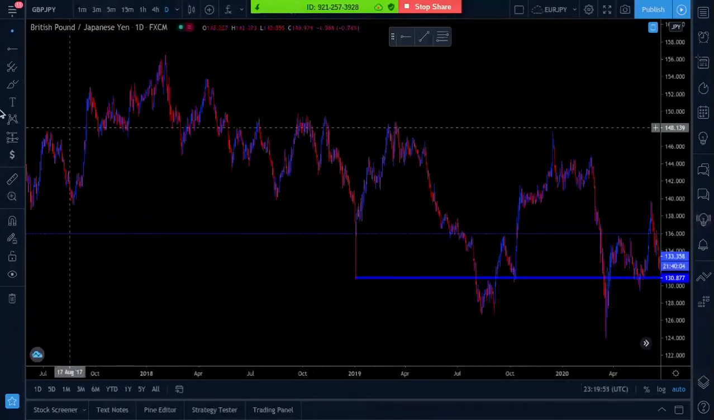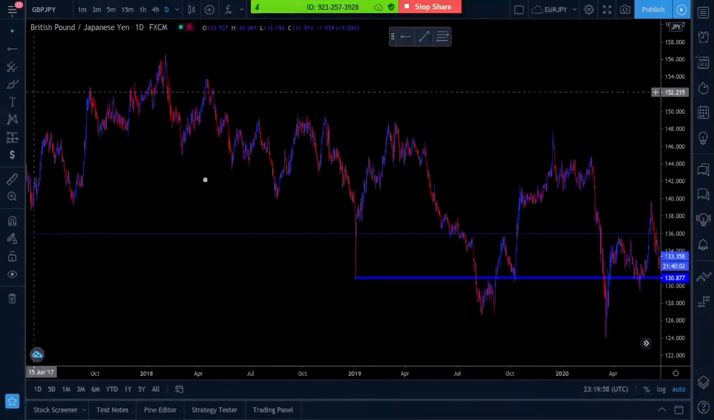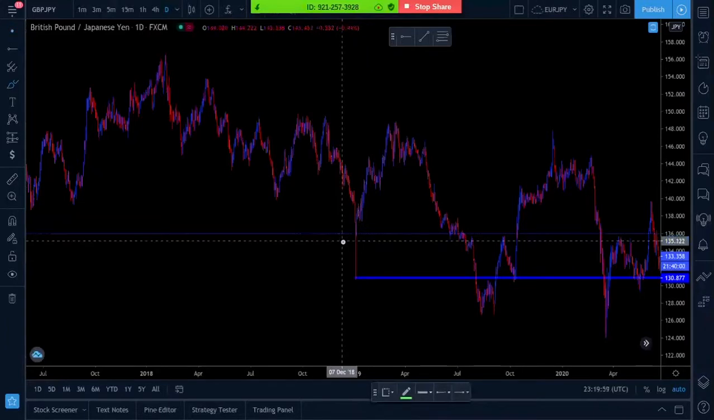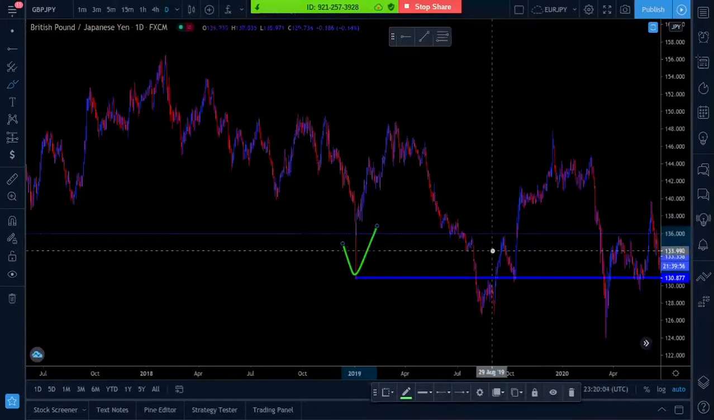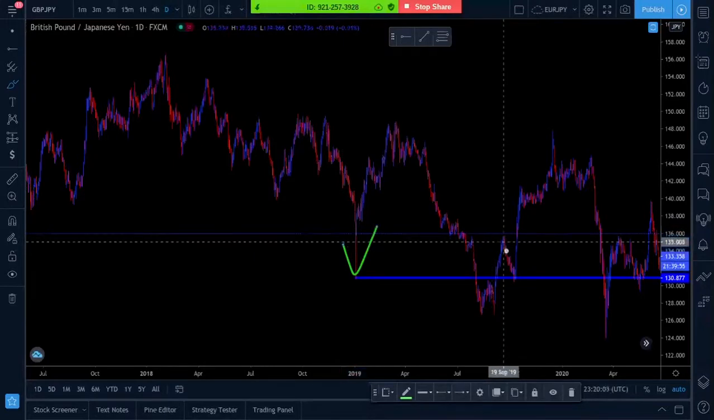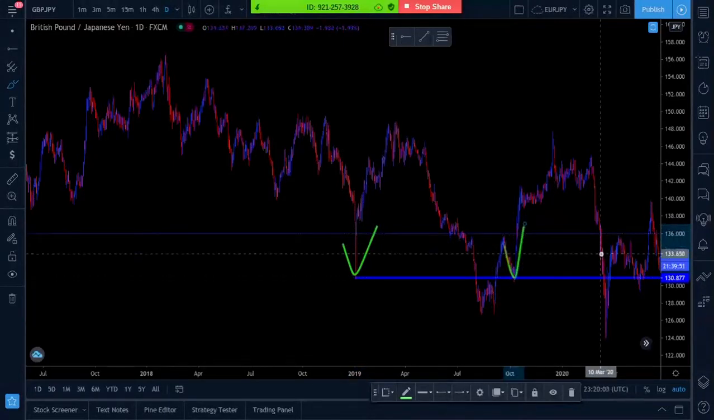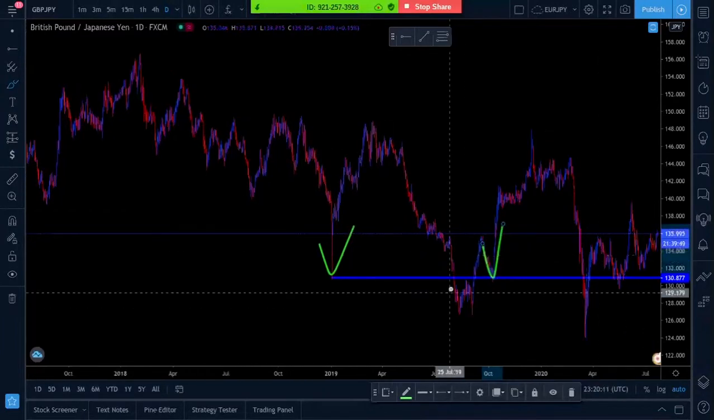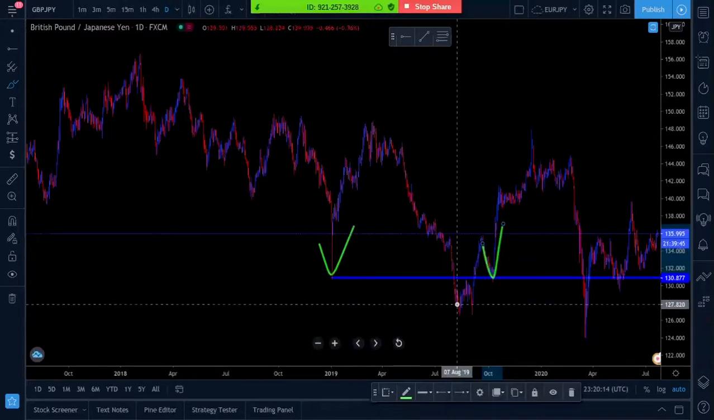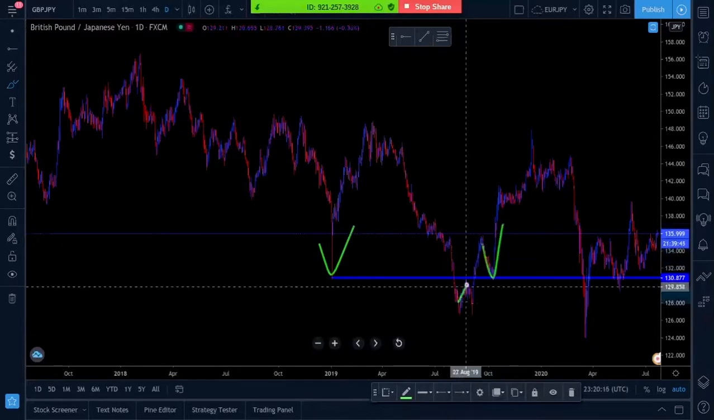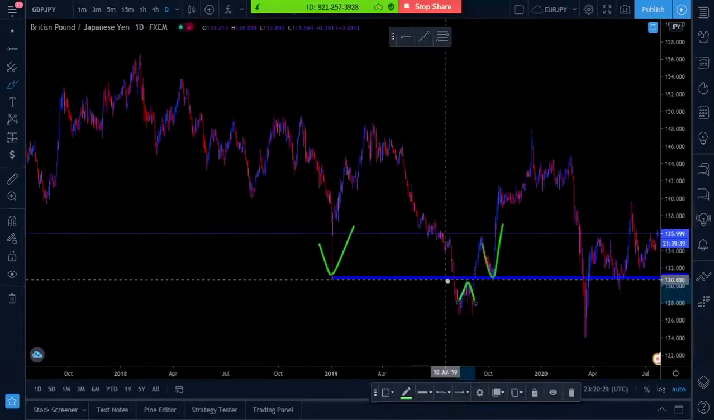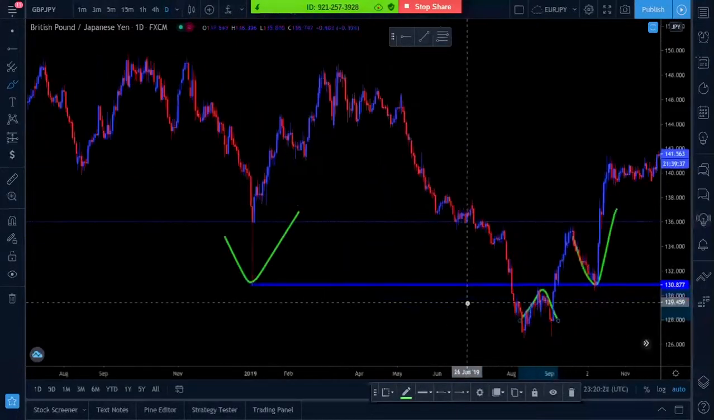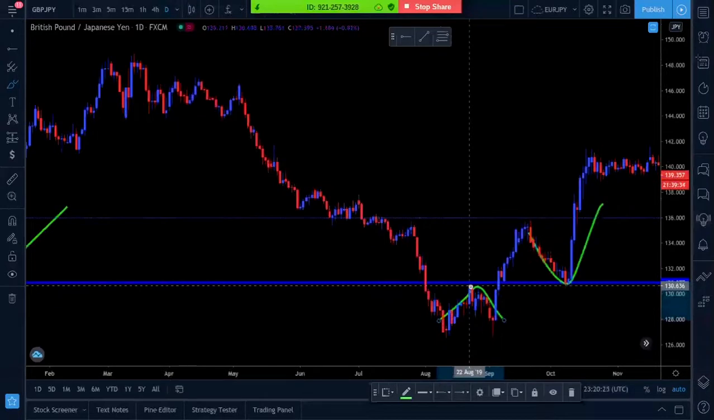The reason why I drew a support right there is because price came and automatically turned back around. Same here, it came, automatically turned back around. Once price breaks, whether it's support or resistance, guys, it becomes the opposite. So since it broke a support, the next thing it's going to do is come and test it as a resistance.